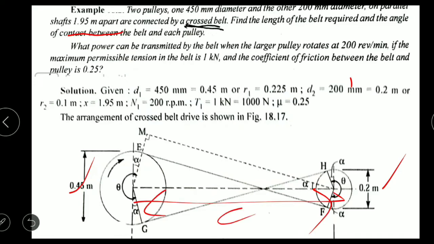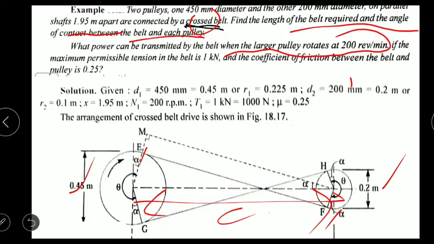Cross is very important. Cross means we need to draw the figure like this, a cross belt drive. If it is open, you can draw it that way. Find the length of the belt required and the angle of contact between the belt and each pulley. That we need to calculate. Angle, correct, alpha.